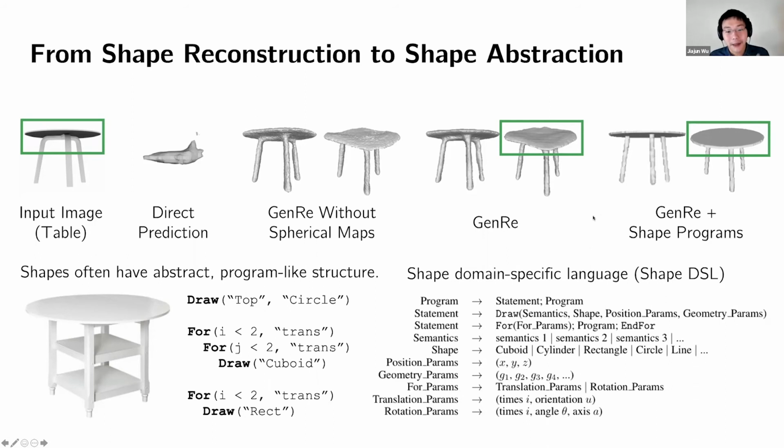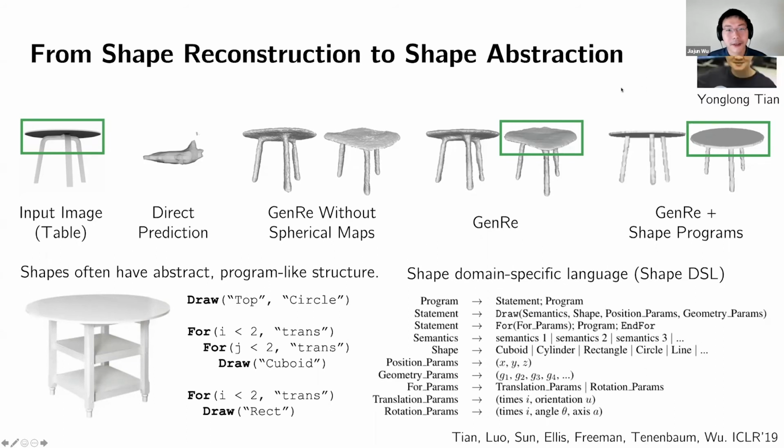Of course, by having more priors or domain-specific languages, you're also limiting your expressiveness. So if a shape is so awkward, I've never seen it before, and it has all those weird decorations that don't fit into the DSL, then your performance might be hurt, right? So there's always a trade-off about how much priors you want to put into the system. Okay, this is joint work with Yonglong Qian, who is also a PhD student at MIT.